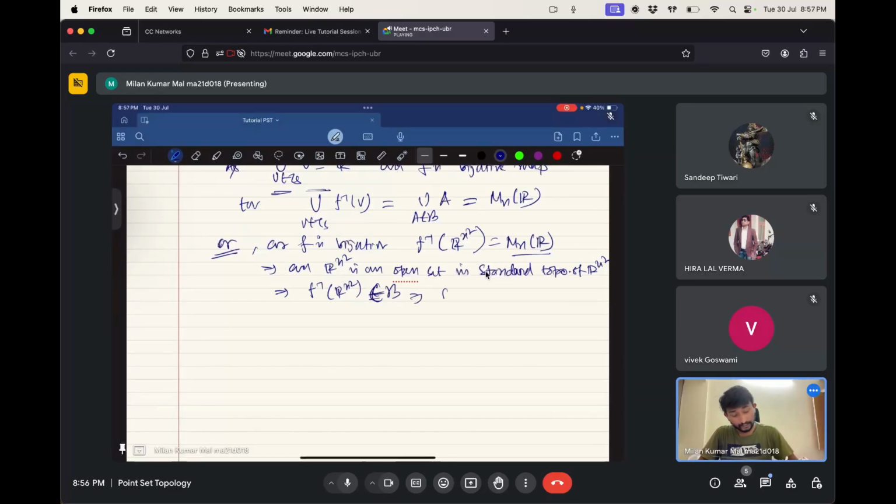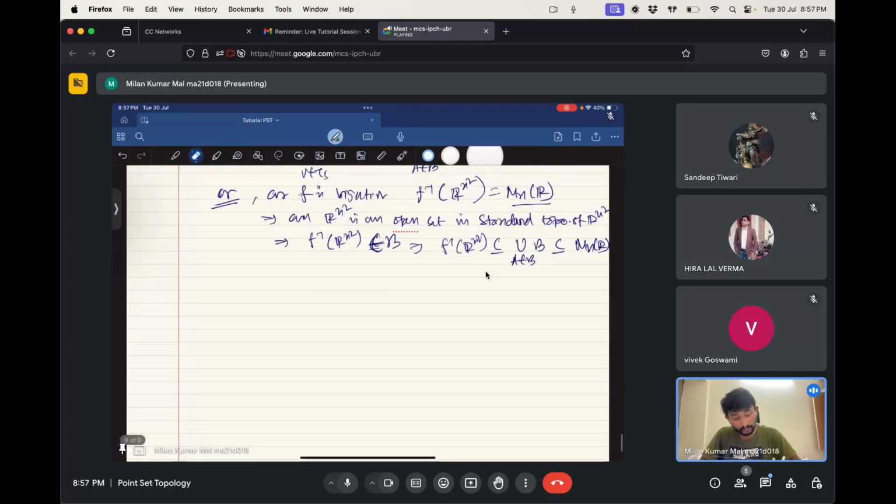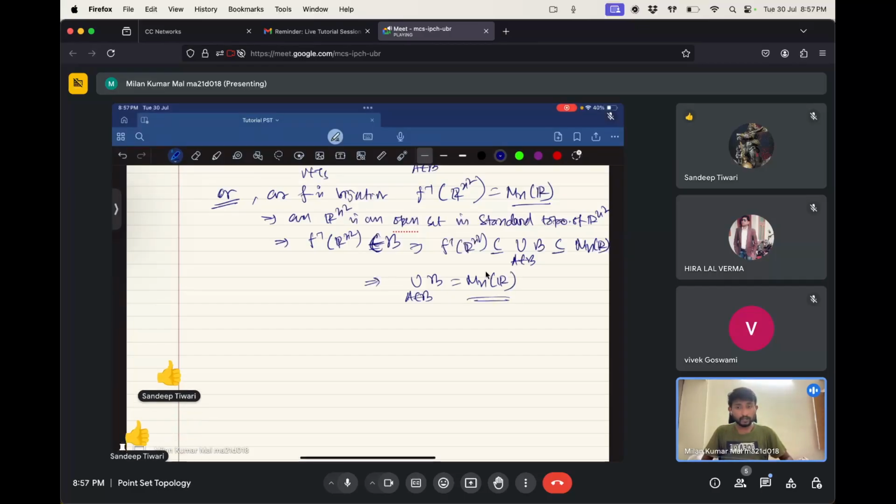That means F inverse of R to the power n square is sitting inside the union of all A belonging to B, but that can't go outside of M N R, but this is also M N R. F inverse of R to the power n square is also M N R. That means the union of all A belonging to B is equal to M N R. I hope it is clear. Is it clear why the union of all A belonging to B is M N R? Okay, this is the first thing.